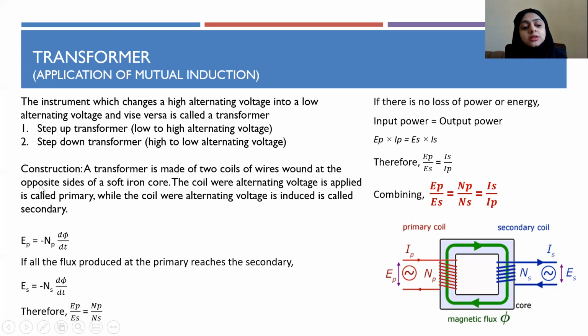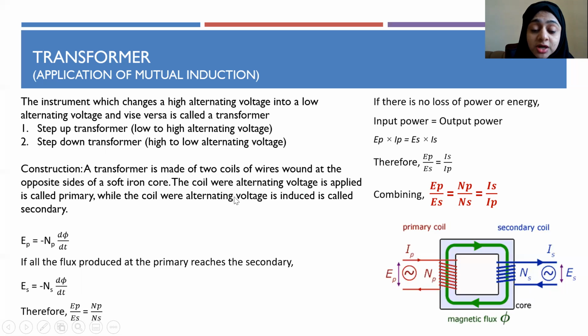Now, let us see what are the parts of a transformer. Here you can see the picture of a transformer, a diagram of a transformer. It is made of two coils of wires. See, these are the two coils of wires shown in red color and in blue color. It contains two coils of wires wound at the opposite sides of a soft iron core. So this is a soft iron core, and these two wires are wound at its opposite ends.